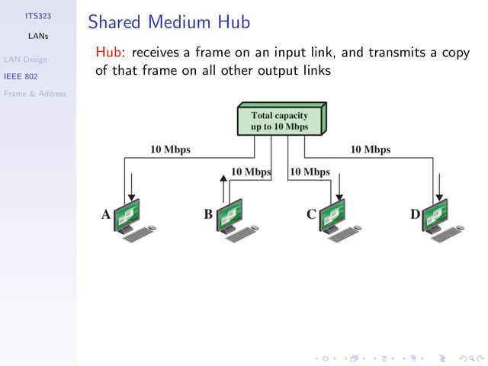This is also a shared medium because if two stations transmit at a time, then again we can have collisions. So we use medium access control to make sure only one station transmits at a time. We draw our network.